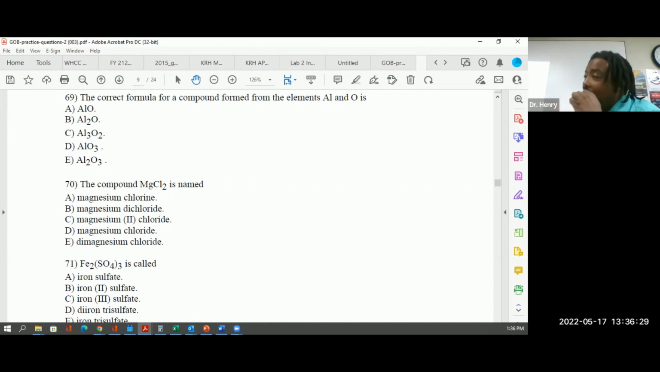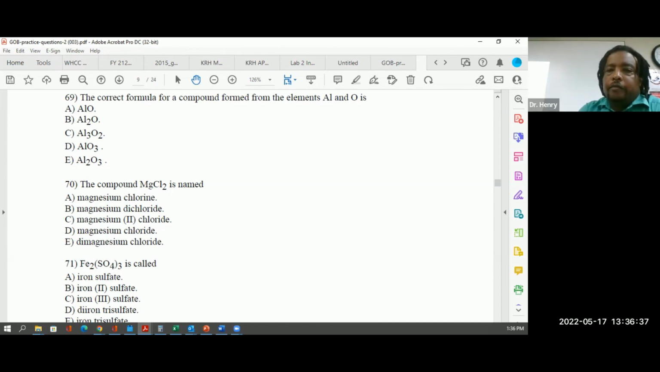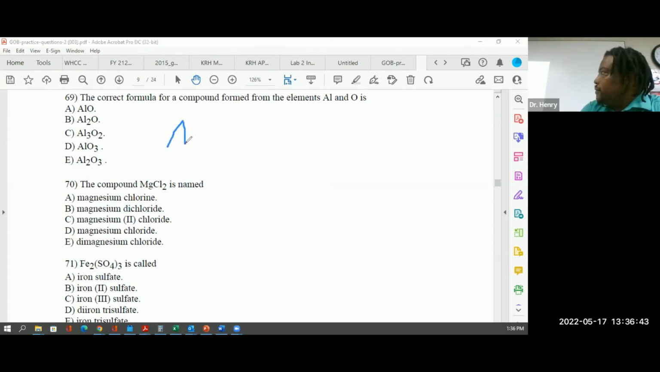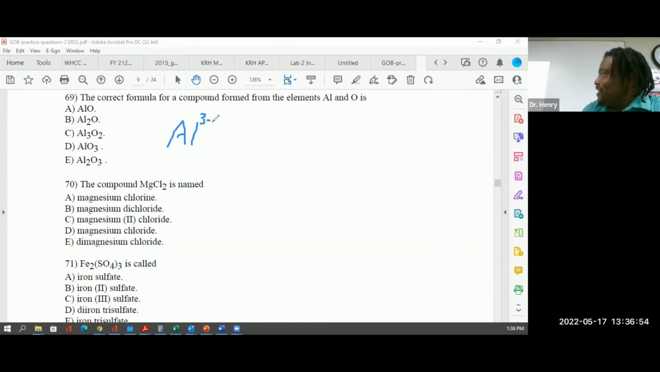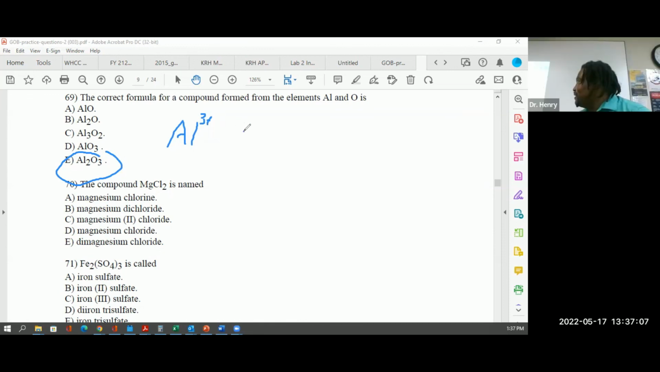What is the charge on aluminum? Is it 3? So it's a 3 plus. And what is the charge on oxygen? -2. -2, that's right. So if these are going to balance out, it's going to be C, Al3O2. Are you sure? Oh, sorry, wait, the other way around. That's right. It's E, Al2O3. You just take their charges and flip them. Cross multiply, right?